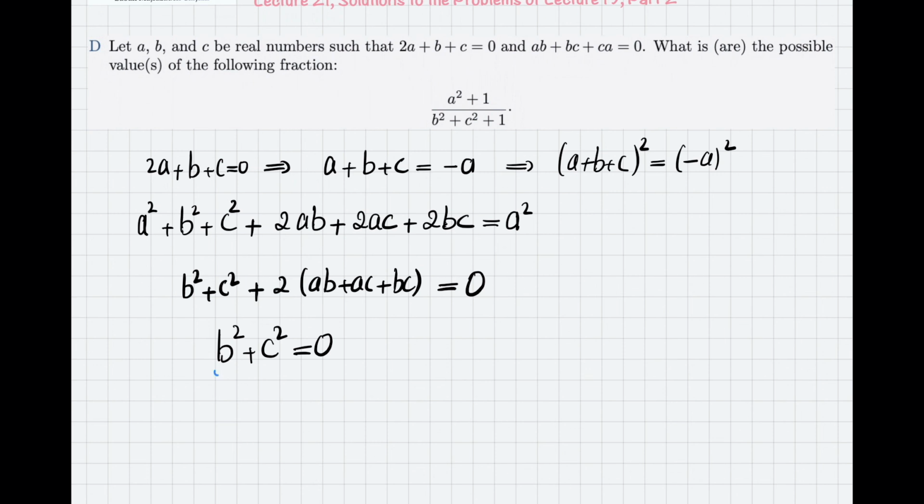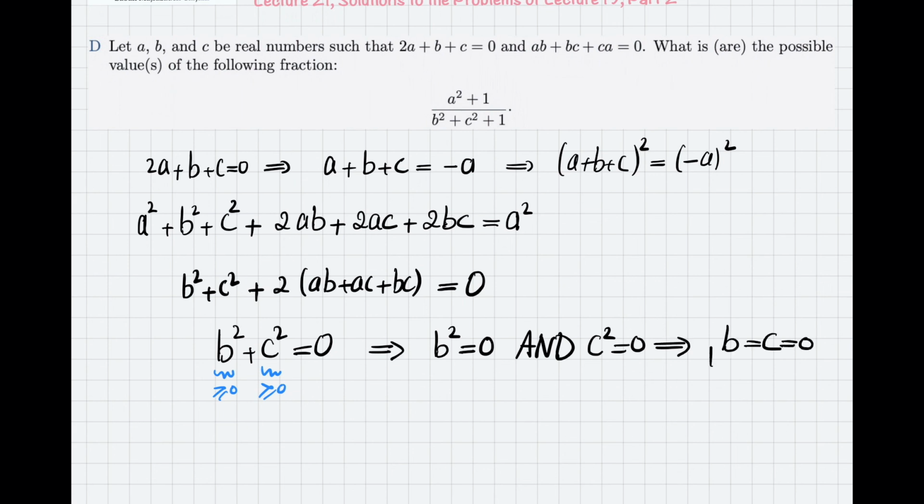But this is one of those exceptions where you can solve for two variables, because now you see that this is non-negative, and this is also non-negative. Why? Because this is an even power. So the sum of two non-negative numbers is equal to 0. This happens only if each one of them is 0 individually. So this means b squared is 0 and c squared is also equal to 0. So this implies that b is equal to c is equal to 0. Okay, so we got two of them.